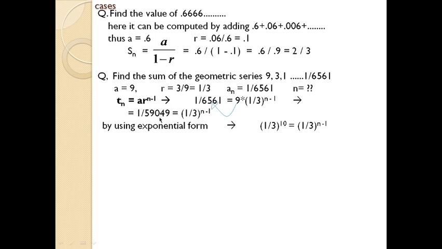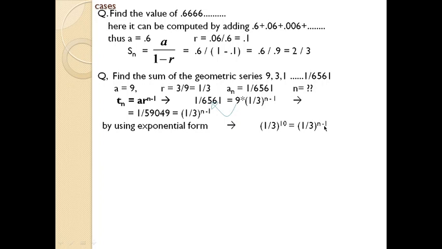1 by 59049 equal to 1 by 3 raised to n minus 1. We have dealt with the same situation in the previous slide. So whenever you come across a step or situation like this, you need to take the exponential form of the highest number, like this one, 59049. By taking the exponential form of 59049, you will get that by factorizing 10 times you get this product 59049. So on the basis of exponential form computation, you get that 1 by 3 raised to 10 equal 1 by 3 raised to n minus 1.